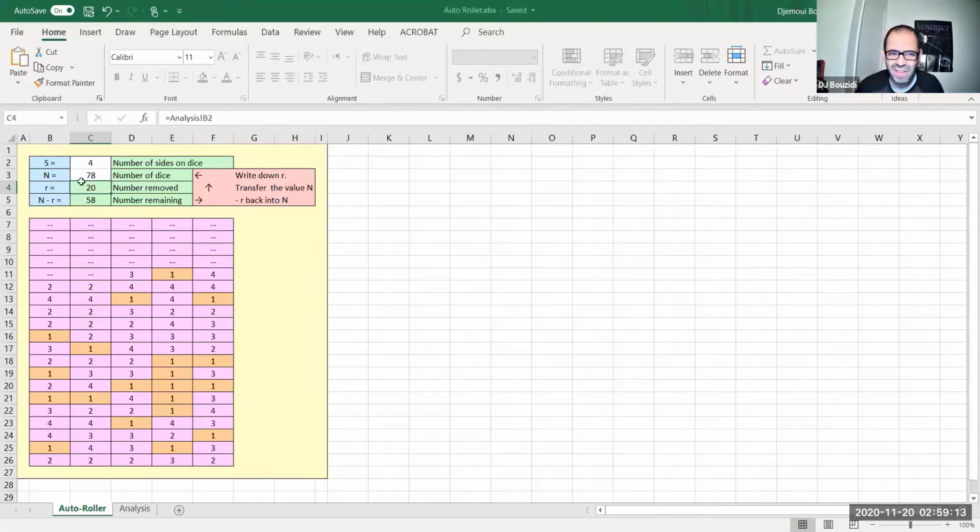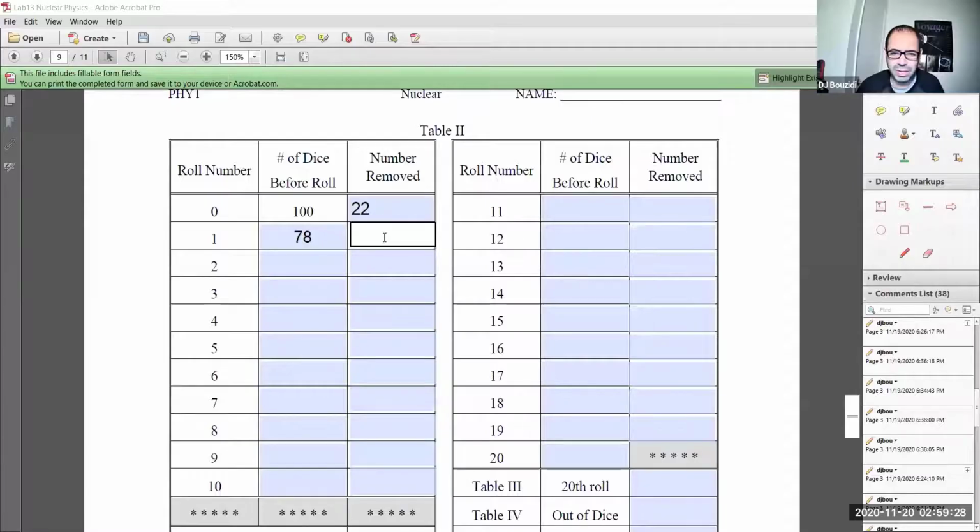Out of the 78, 58 are still in play. The other 20 are gone. So I'm going to go back into this, stop sharing, go back into the PDF file, and say I removed 20. Okay.